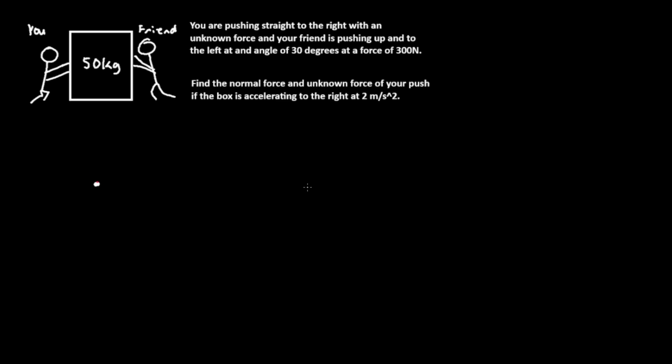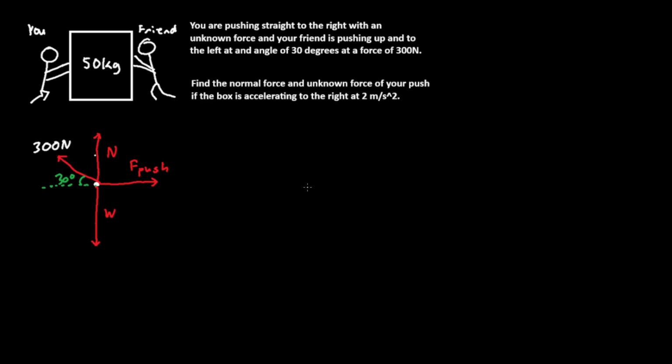So if we represent the box as a dot on this free body diagram, we can know that there is a weight force. That's quite obvious. And there's also a normal force because the box isn't falling through the floor. You're pushing straight to the right with an unknown force, so we'll represent that as an arrow with F push. And your friend is pushing up and to the left at 30 degrees from the parallel. So if we were to draw the angle here, it'll be 30 degrees from the parallel, which is here, at a force of 300 newtons.